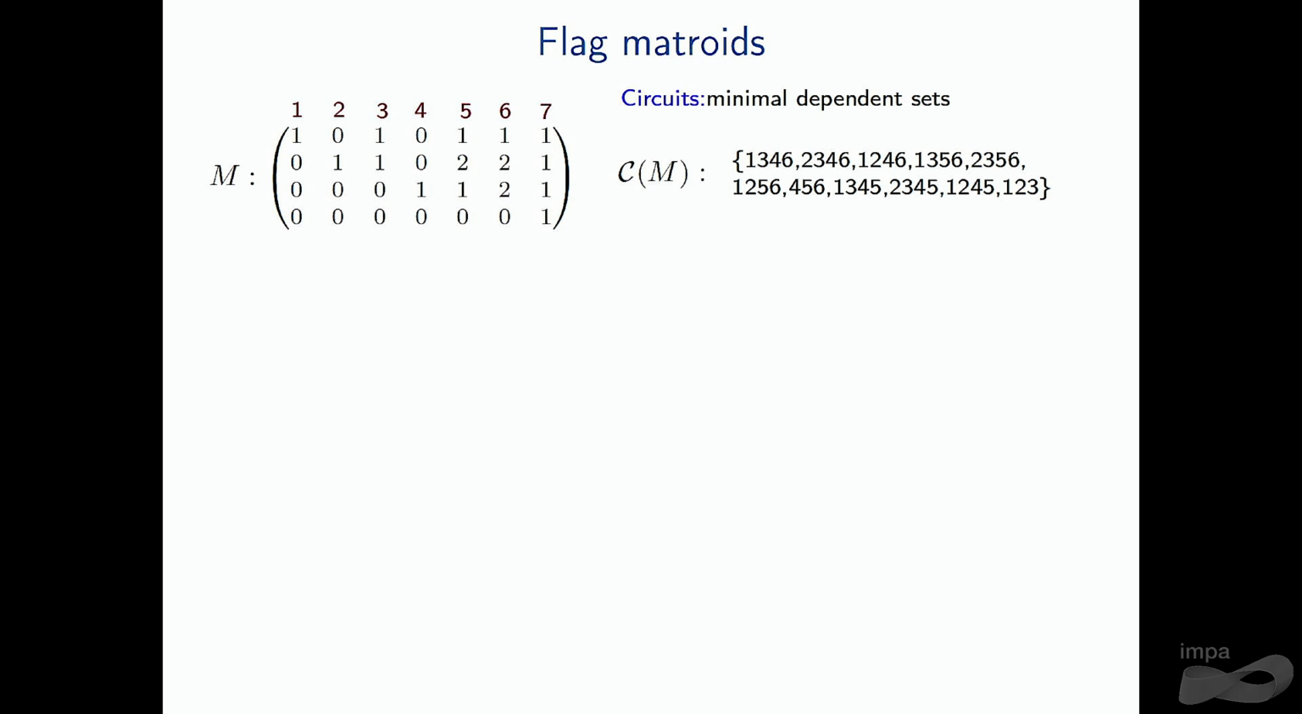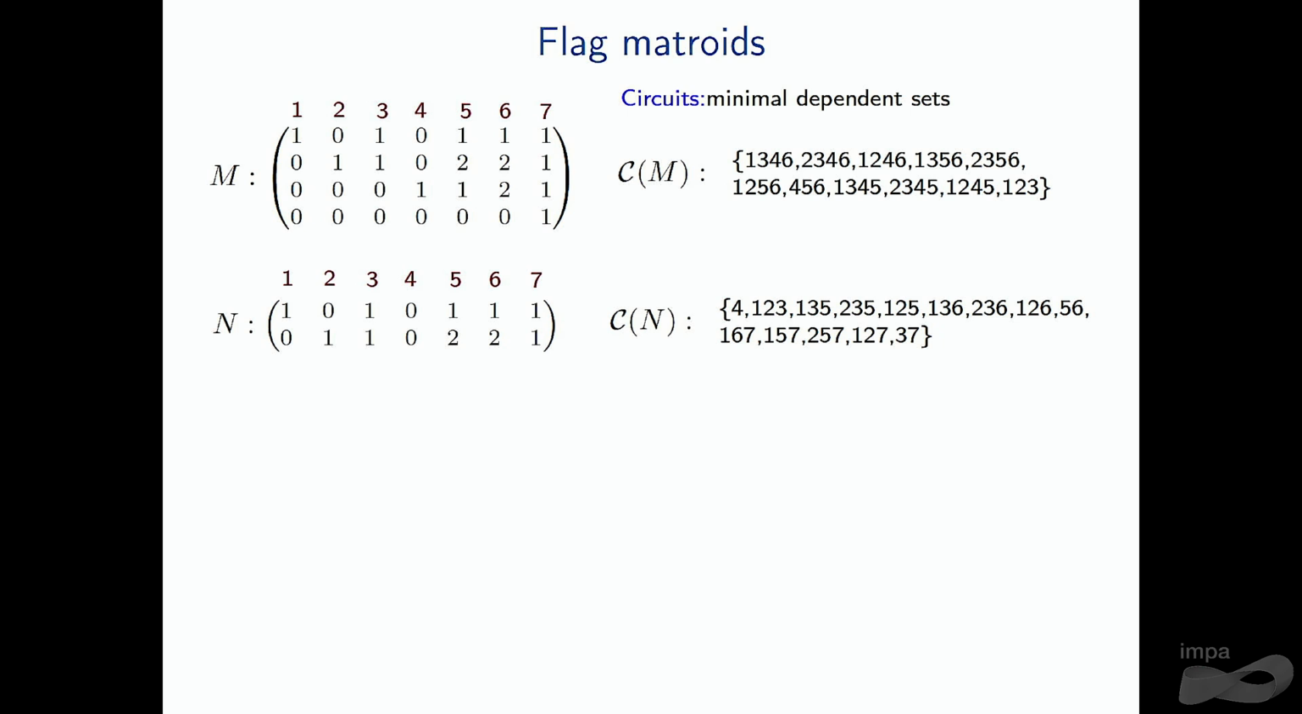So these are all the circuits. For instance, the columns 1, 3, 4, and 6 have determinant 0. But if you remove any of them, you are going to have non-zero determinant. And let me just take out of this matrix the top 2 rows. So the top 2 rows will give you another matrix, and that's going to be a matroid of lower rank. And the relation between these 2 matroids is that each circuit of the one of bigger rank is going to be a union of circuits from the one below. And that's one way of defining what flag matroids are.